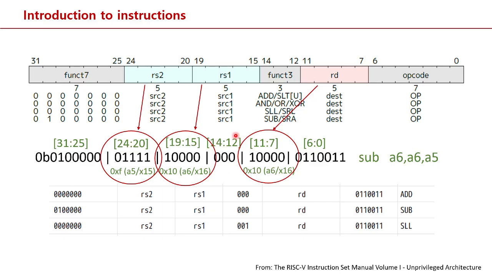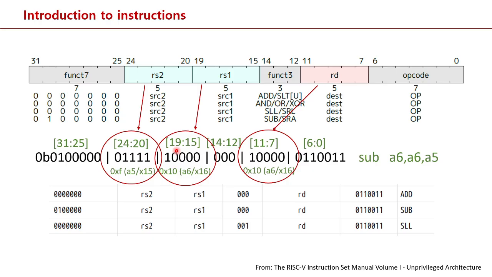Based on all of the information, including opcode, function 3, and function 7, we identify that the machine code is the SUB assembly instruction. We also got to know the destination register, the first source register, that is the A6 register, and the second source register, which is the A5 register. That is how the RISC-V core interprets the machine code in the binary format.